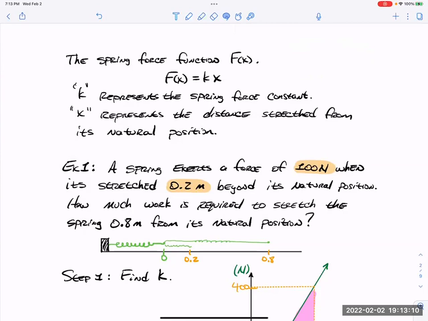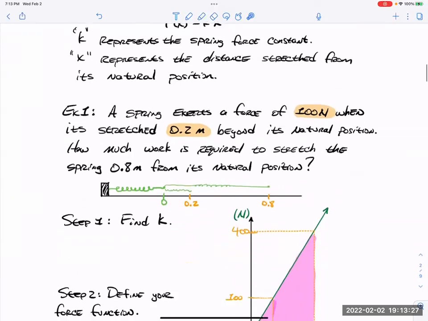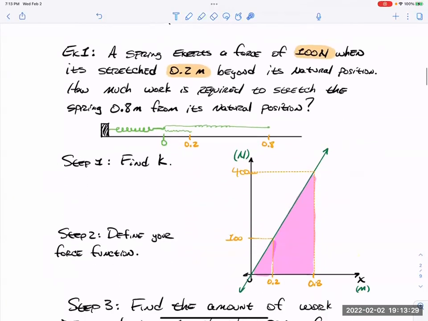All right. So now, remember, k is the spring force constant. x represents the distance stretched from its natural position. We've got to remember that. Okay. All right. So let's do an example, and hopefully we can flesh out any questions that you might have. So here's an example.